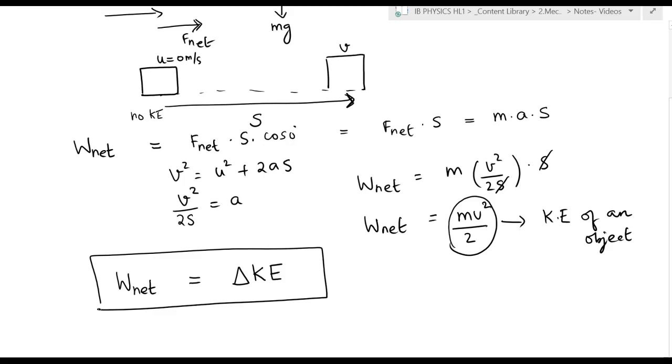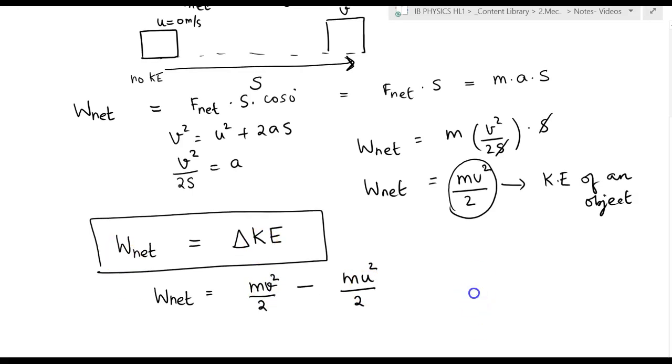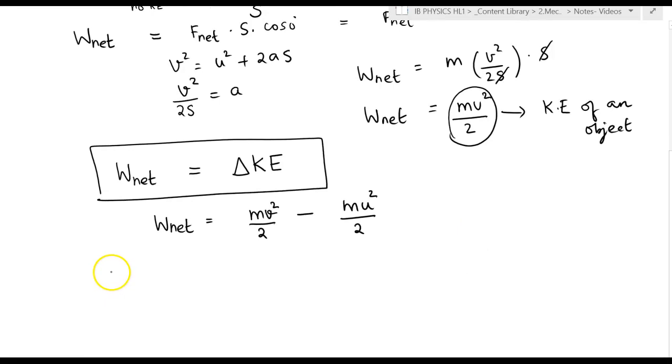If the initial velocity was not 0, then you would rewrite the net work done as simply the final kinetic energy minus the initial kinetic energy. This is v and this is u. So net work done is always equal to the change in kinetic energy. And this quantity, mass times velocity squared divided by 2, is what we associate as the energy of any object in motion. Therefore, a moving object possesses a certain amount of energy that is defined by the product of its mass times the velocity squared divided by 2.